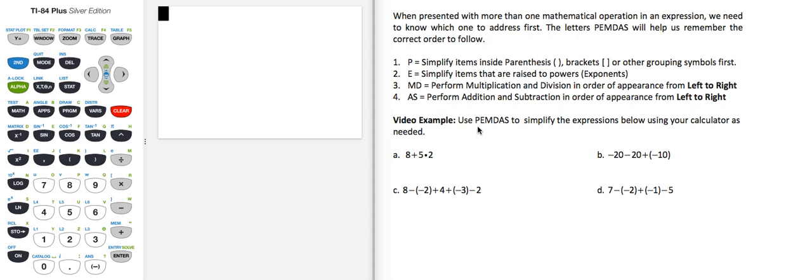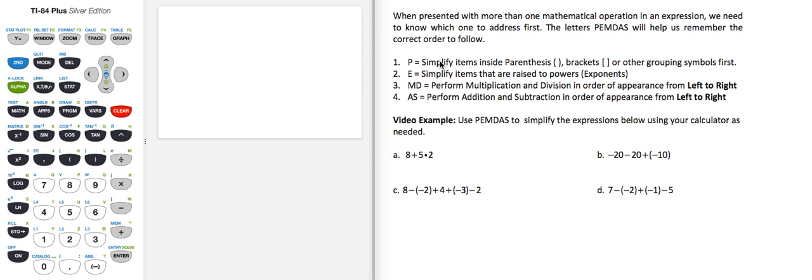We're asked in this problem to use PEMDAS to simplify the expressions, using our calculator as needed. So let's work through these by hand first and then verify our results with our calculator. If I go up to the PEMDAS instructions, PEMDAS just tells me how to deal with order of operations in an expression when I have more than one operation.